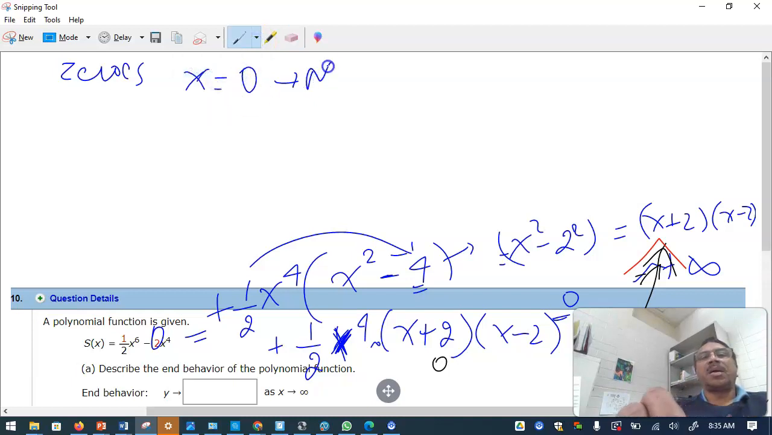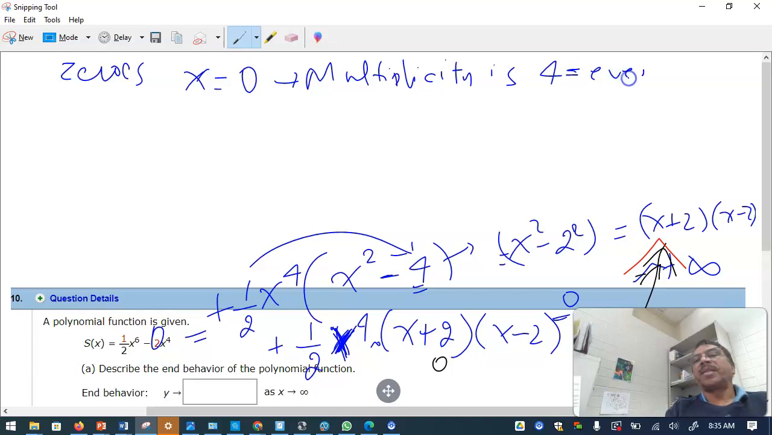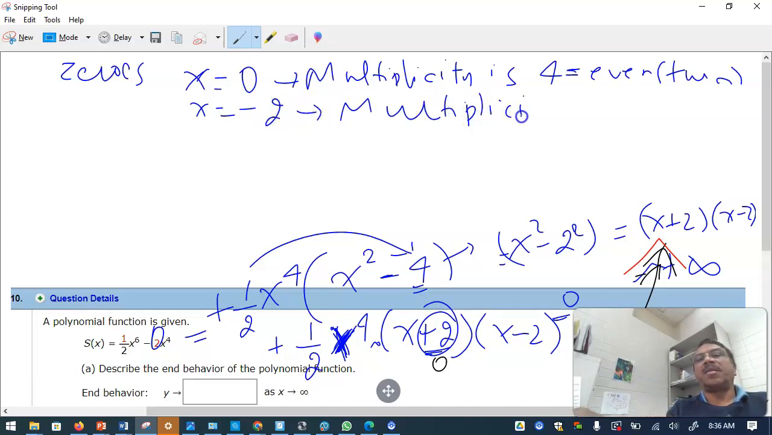So this is 0, but what is the multiplicity? The multiplicity is 4, because it's repeating 4 times. See this part? That means it is even. So another thing is this number is even. That means the graph will take a turn at that point. And this is x equals the opposite of plus 2, which is minus 2. The multiplicity is 1, just once. Multiplicity is 1, that means it is odd. What does it mean? The graph has to cross the x-axis, and the same at x equals plus 2.